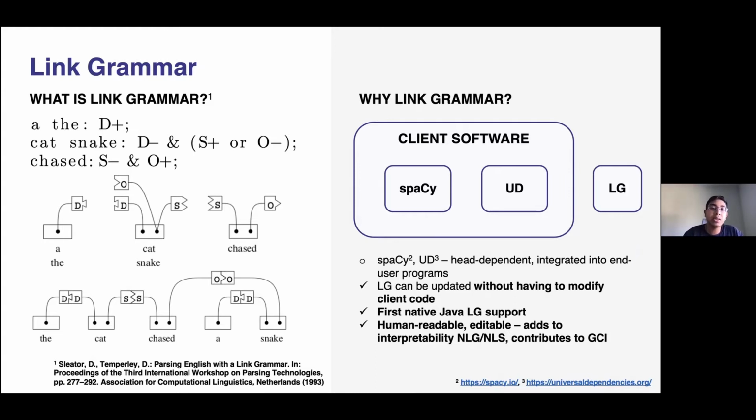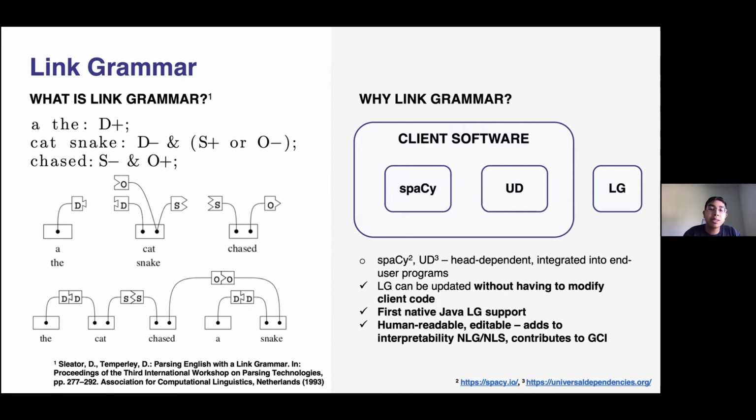Disjuncts are sets of connectors that constitute the legal use of a given word. For instance, the word cat, shown here, has the expression D- and, in parentheses, S+ or O-, meaning it has two disjuncts, D- S+ and D- O-.